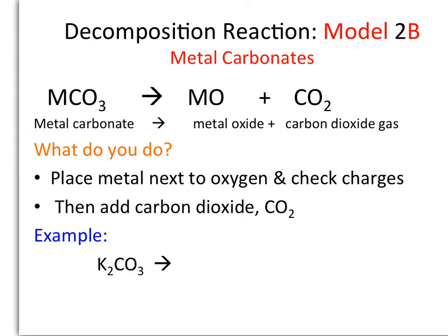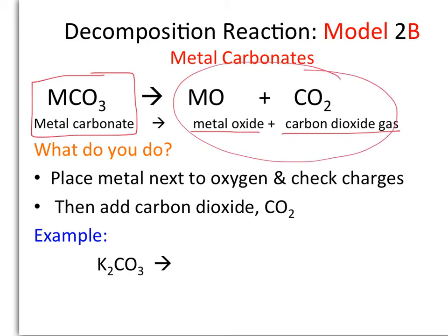Model 2b is another decomposition reaction. We're going to start off with the single compound. We're going to identify it as a metal carbonate. And metal carbonates always break down into metal oxides and carbon dioxide gas. So how are we going to predict these products?